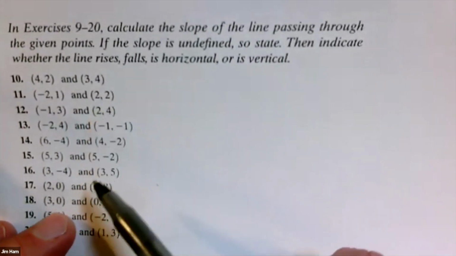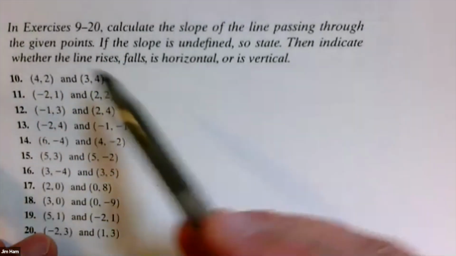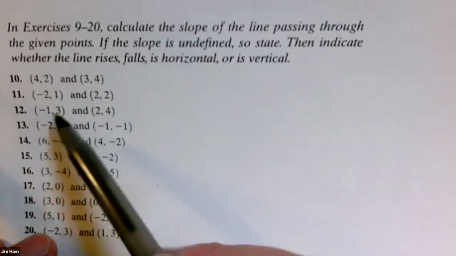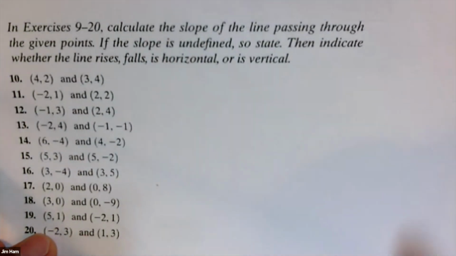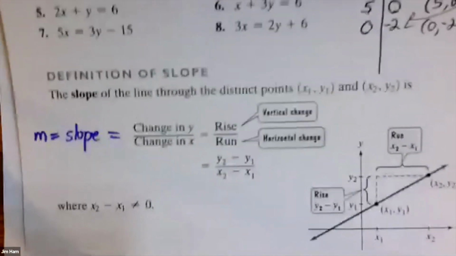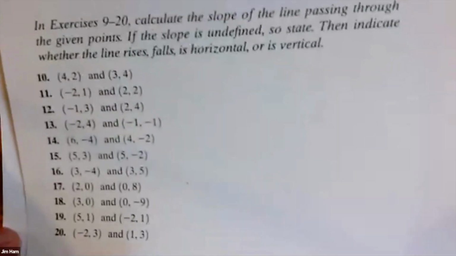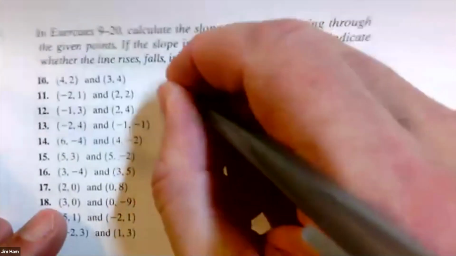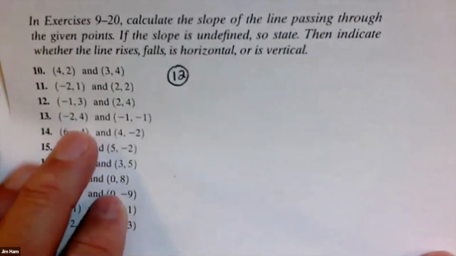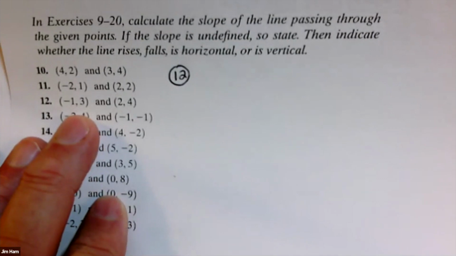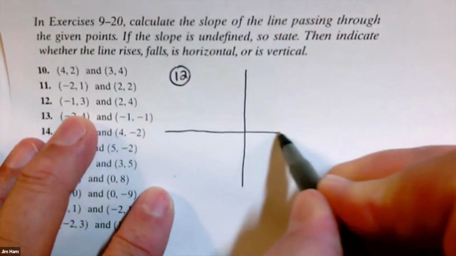Okay, here are a bunch of problems where you have 2 points. And what you're asked to do here is to calculate the slope using that slope formula from right above. This here. So let's take a look at number 12. What you might want to do is to graph the 2 points. Doesn't hurt.